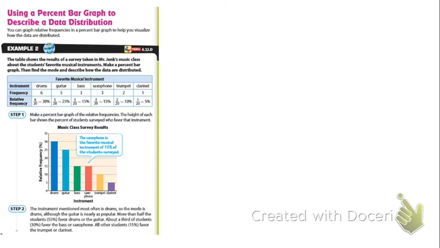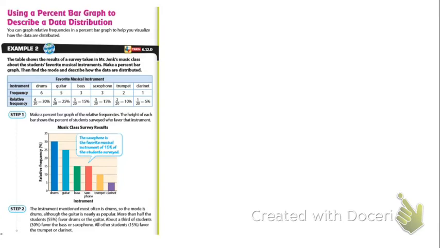All right, kiddos. So here, if you look at the graph, they're showing us the distribution of the data, which means the way we would interpret this is that when it came to drums, a total of 6 kiddos surveyed chose the drums. But in order for us to come up with the percent bar graph, we need to find out how many total students were in Mr. Jenk's music class. If you add all of these, 6 plus 5 plus 3 plus 3 plus 2 plus 1 equals 20.